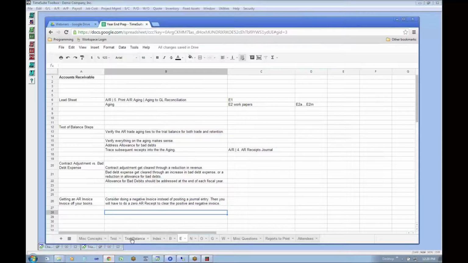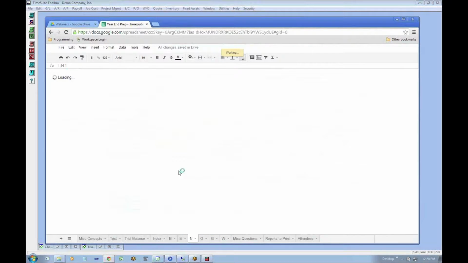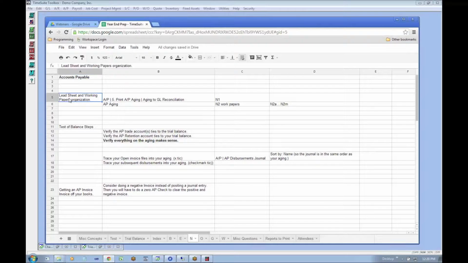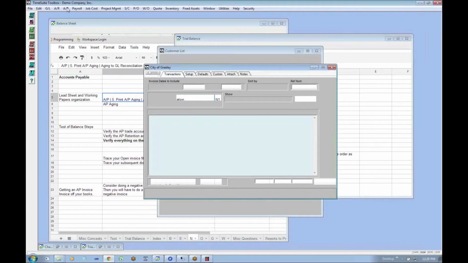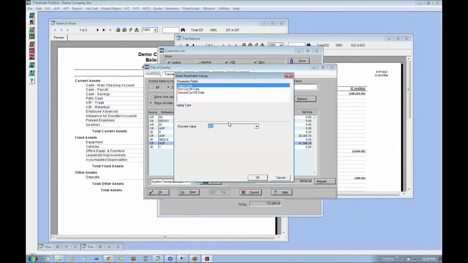Okay, so next we're going to go back to our trial balance, and the next concept we're going to talk about is accounts payable. We go over to our accounts payable tab, and we have our lead sheet, working papers. Our lead sheet is going to be under AP, print AP aging, aging to GL reconciliation. So it's the same report, except it's under the AP area, AP aging, aging to GL reconciliation. Now remember, this is the same exact report under both menu items. When you're in AP, you actually have to select it. And then the first cutoff date is going to be the end of the previous fiscal year, and then the end of this fiscal year.